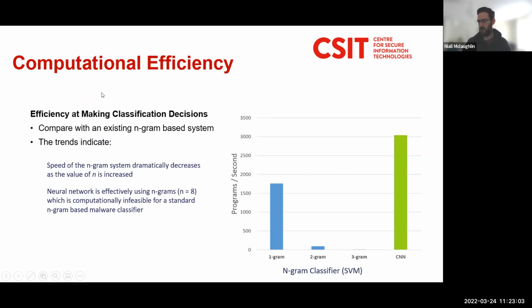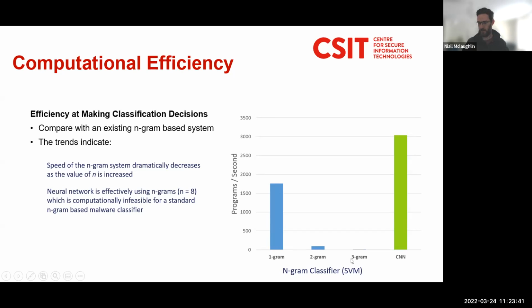I'm not going to go into the full details of how we evaluated this. You can obviously look up the paper. I just want to mention a few things. So we were comparing this. At the time when this was done, back in 2016, some of our colleagues had developed a classifier based on n-grams. That's just taking short subsequences of opcodes and trying to build an SVM classifier based on those short n-grams. So they had developed this system. We were comparing our CNN with theirs. And what we're saying here is how many programs per second can you process given a certain length of n-grams.